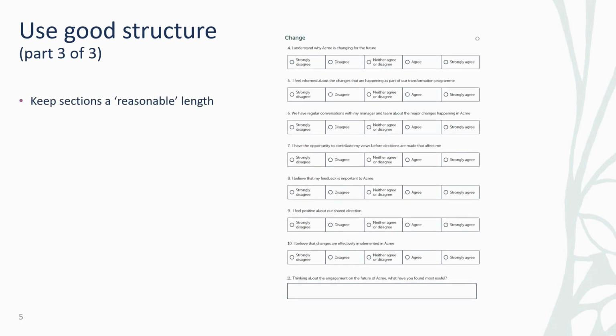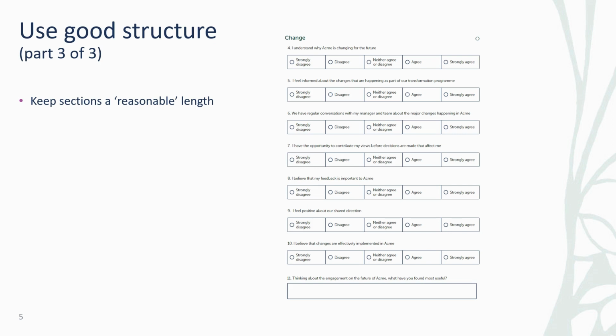The length of a section is also important. Keeping sections a reasonable length will make them manageable. The number of questions that make for a sensible section length will of course vary depending on the content of the questions and any supporting text, but keeping sections under 7 questions per section is a good rule of thumb. This will make for a better verbal navigation experience and a lower cognitive load when progressing through the survey.